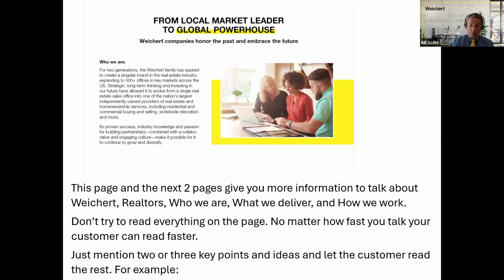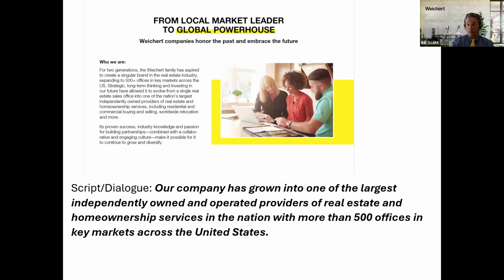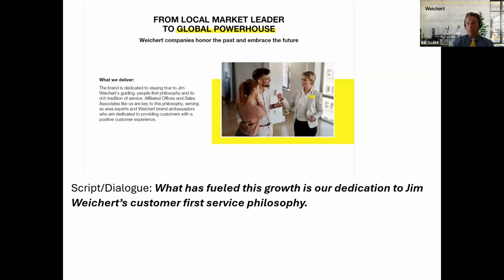Again, not going to read everything on the page, going to highlight 2 or 3 points, and let the customer read the rest. For example, this page and then 2 more pages are all about us, what we do, how we do it, and your dialogue and your script might go something like this. Our company has grown into one of the largest independently owned and operated providers of real estate and homeownership services in the nation, with more than 500 offices nationwide in key markets around the United States. What's fueled this growth is our dedication to Jim Weichert's customer first philosophy, which we already talked about.